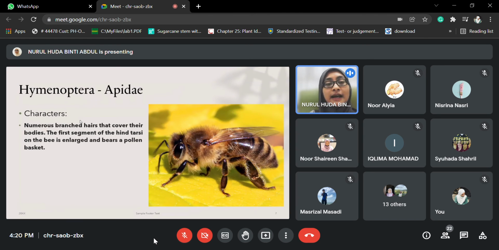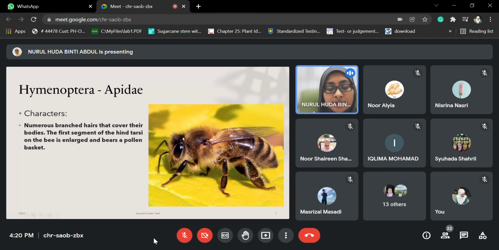Okay, now we have Hymenoptera. Okay, Epidae. Okay, the main characteristic you can say is they have a branch hair. Okay, of course kamu tak nampak dia obviously kat sini lah, but sebenarnya dia punya bulu adalah bercabang, branches, instead of satu single hair alone. Dia sebenarnya bercabang and then covered throughout the body.